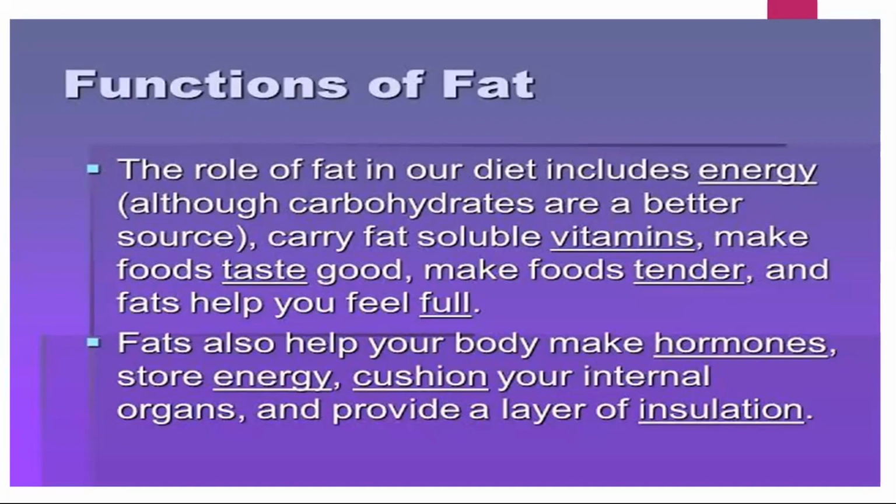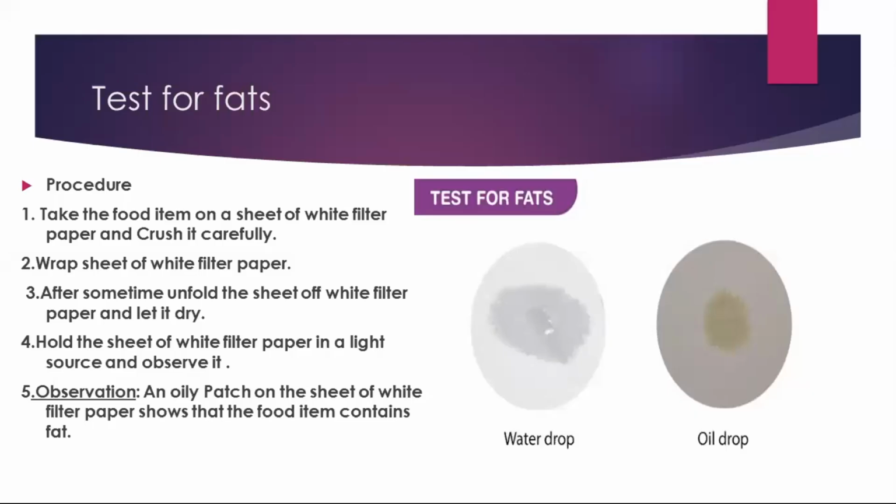Fats also help your body make hormones, store energy, and the main function of the fat is that it provides cushion to your internal organs and provides a layer of insulation. So fats give us energy and help our body to absorb other nutrients. They give a greater amount of energy than carbohydrates. And food containing fats and carbohydrates are both called energy giving food. Our body can utilize carbohydrates more easily, children, as compared to fat for producing energy. So these were the functions of fats.